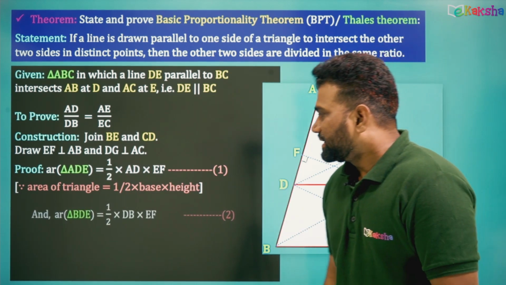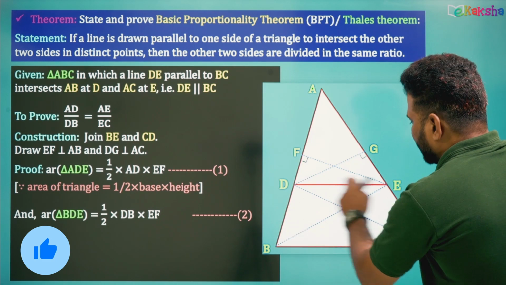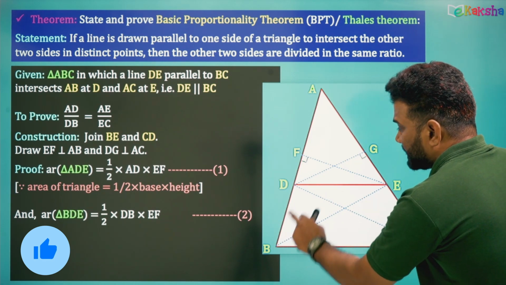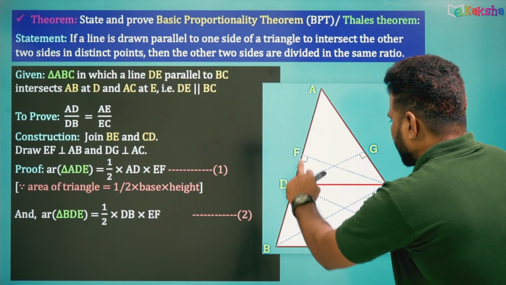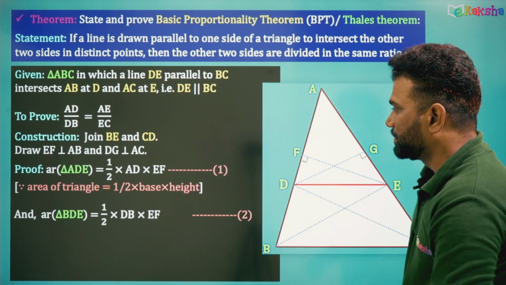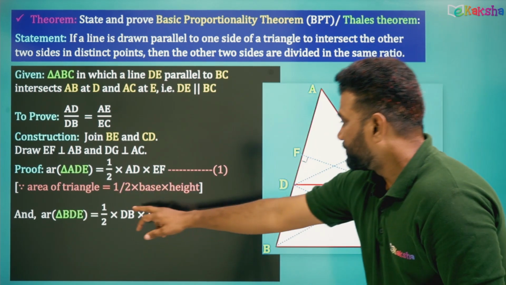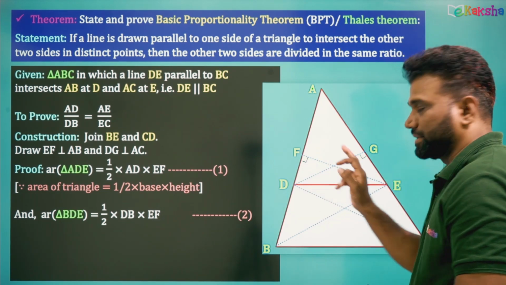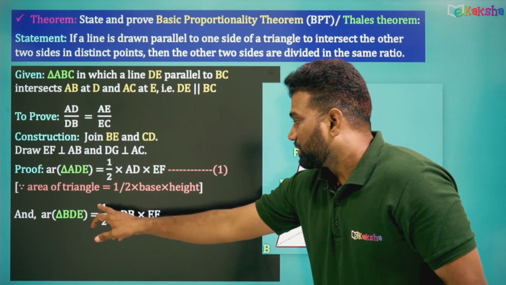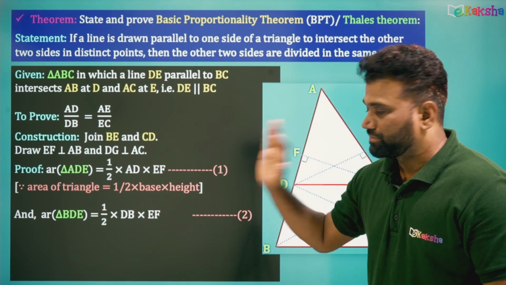And area of triangle BDE. So look at this figure BDE. Now we are finding the area of this triangle. In this triangle this is the base and this is the height. Again by using the area of triangle formula, half into base into height, half into BD into height, which is EF only, right? This is perpendicular. So half into DB into EF. Let's call this equation number 2.